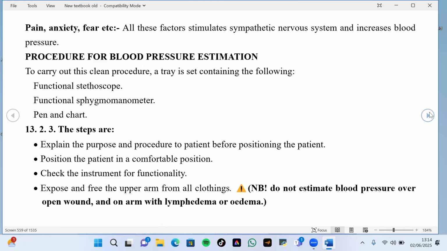Then the steps: explain the purpose and procedure to the patient before positioning the patient. Position the patient in a comfortable position. Check the instrument for functionality. Expose and free the upper arm of the patient from all clothing. Do not estimate blood pressure over open wounds or on arms with lymphoedema or oedema. Don't try it. Any patient that has oedema or open wounds in a particular hand, do not estimate blood pressure there. Even in patients who have undergone mastectomy, do not estimate blood pressure in that particular arm.